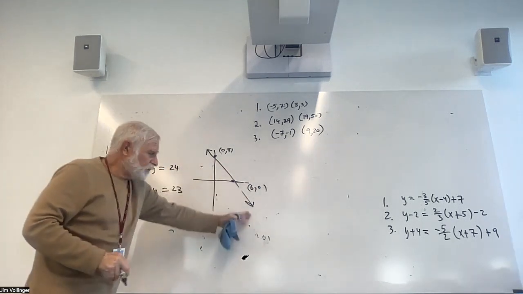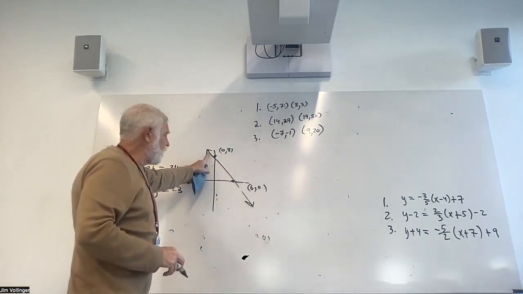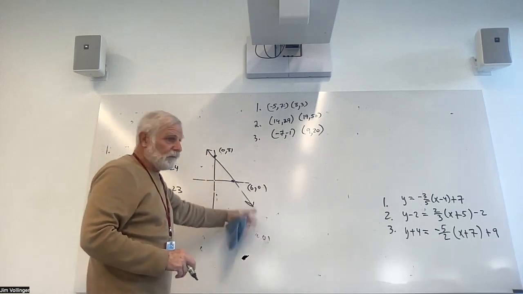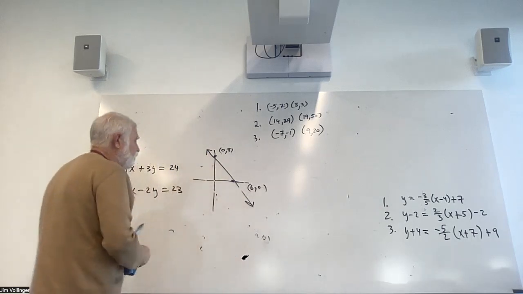So this function is always decreasing. You always put your finger on a graph and move to the right. So all these numbers are going down.